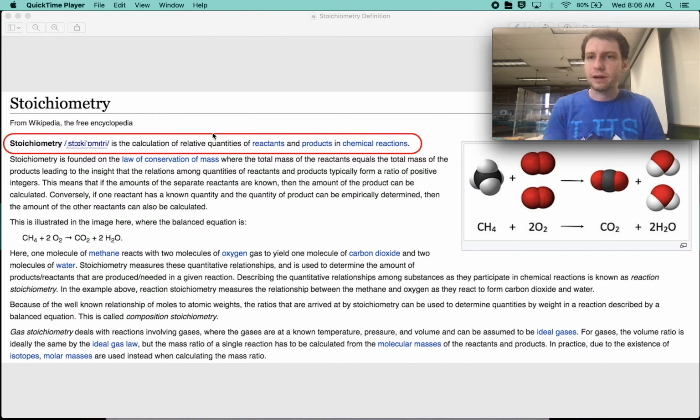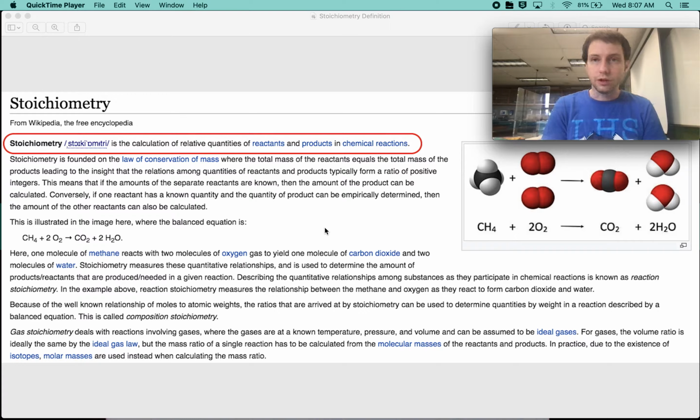And so some example questions that you might have are, for example, here I've got the reaction of methane with oxygen making CO2 and water. Now after today you'll be able to say, all right, if I use 5 moles of methane, how many moles of carbon dioxide will I be able to produce? And how many moles of water will I be able to produce?